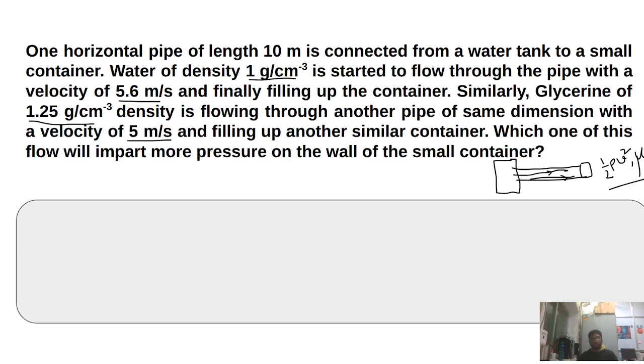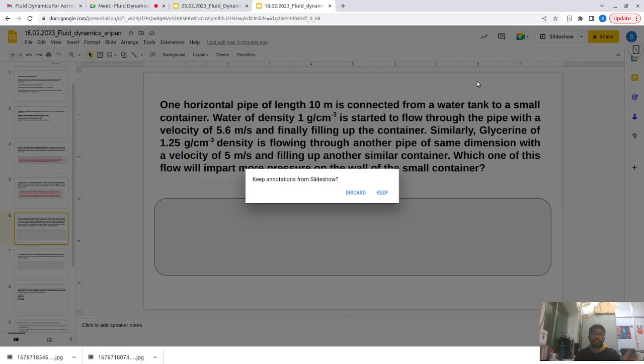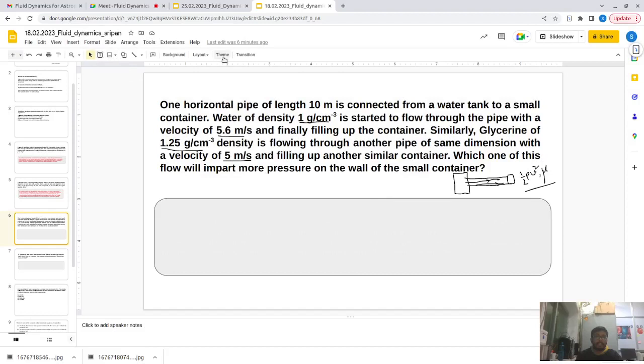Now the question is about the viscosity, right? Because that will dissipate some amount of this kinetic energy. Now glycerin has a higher viscosity than the water, so the amount of dissipation of this energy will be higher in the glycerin case, right? Yes. So less kinetic energy will be carried to the small container, so that will give us less pressure for the glycerin than the water. Okay, yes, correct. So that's the answer for this.